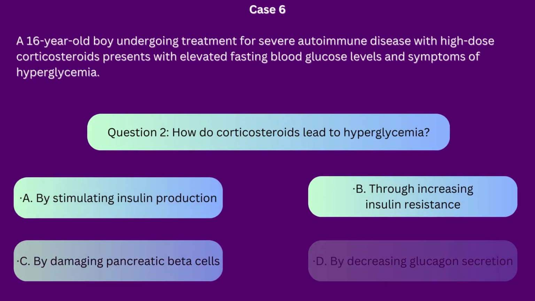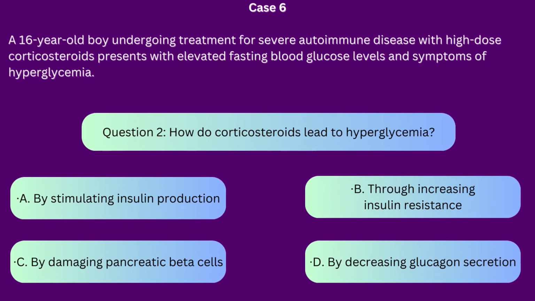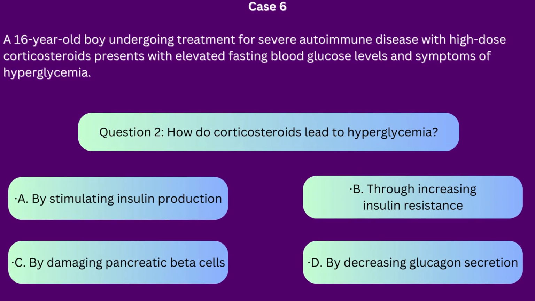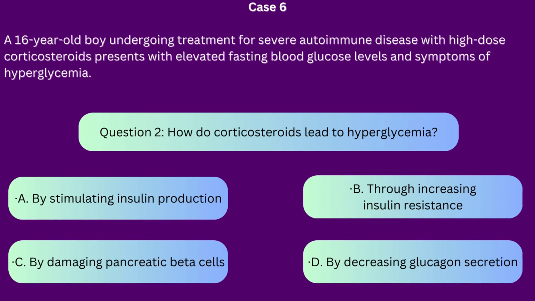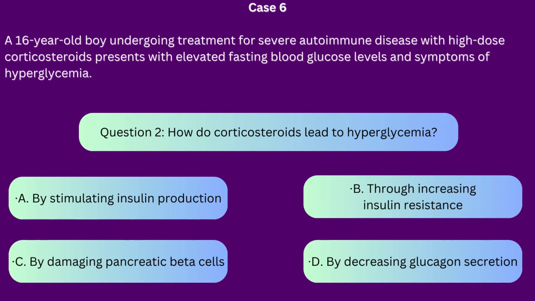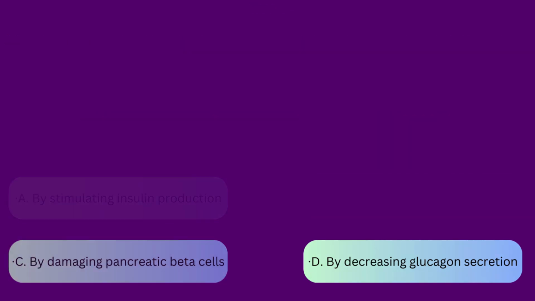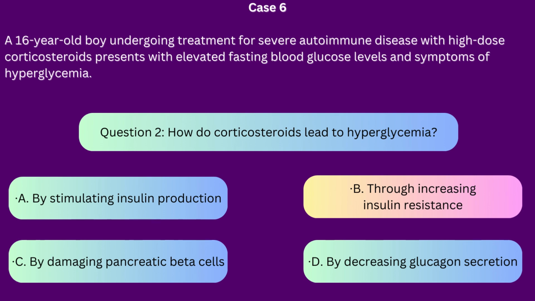Question number 2. How do corticosteroids lead to hyperglycemia? A. By stimulating insulin production. B. Through increasing insulin resistance. C. By damaging pancreatic beta cells. D. By decreasing glucagon secretion. The correct answer is B. Corticosteroids can lead to hyperglycemia primarily by increasing insulin resistance. They also stimulate gluconeogenesis in the liver, contributing to elevated blood glucose levels.